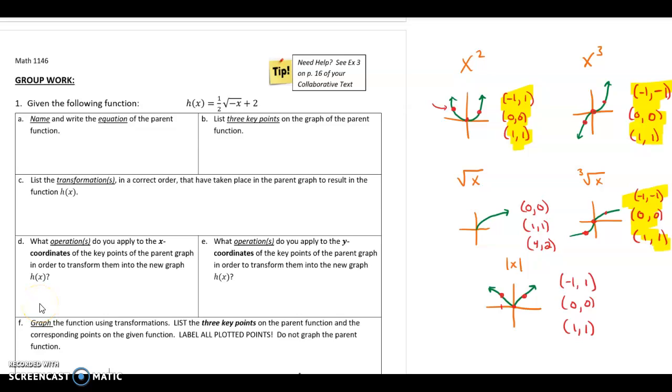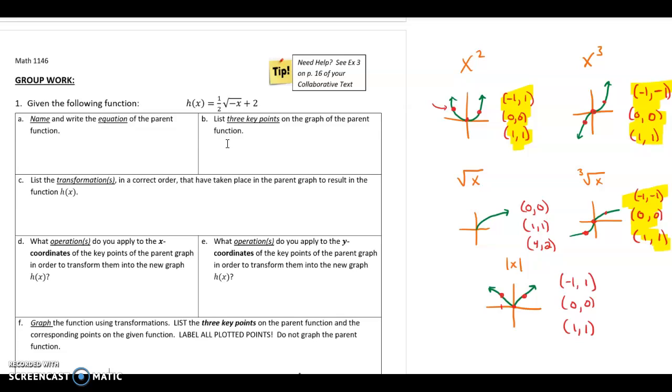All right. Now that we have an understanding of what these parent functions are and how those key points operate, let's dig into an example of how we will transform these types of functions. You're going to see that the quiz you're going to be taking goes pretty in depth and covers a lot of the bases related to this.